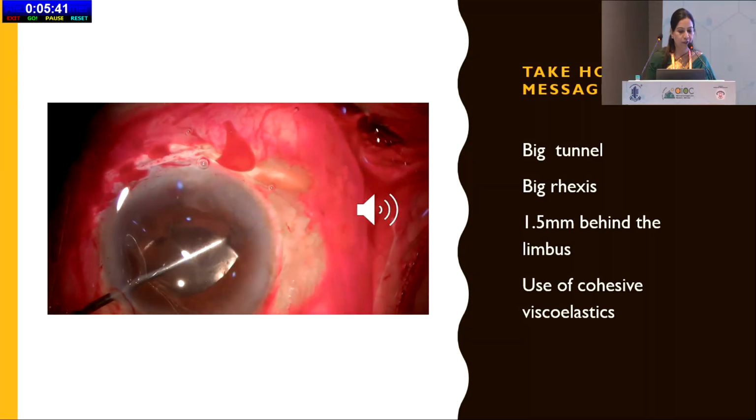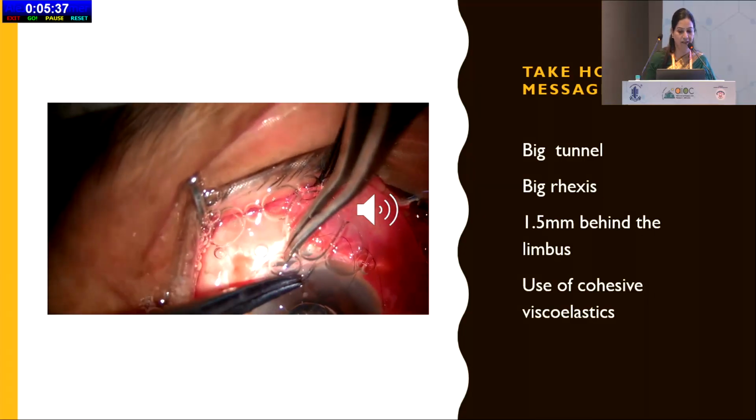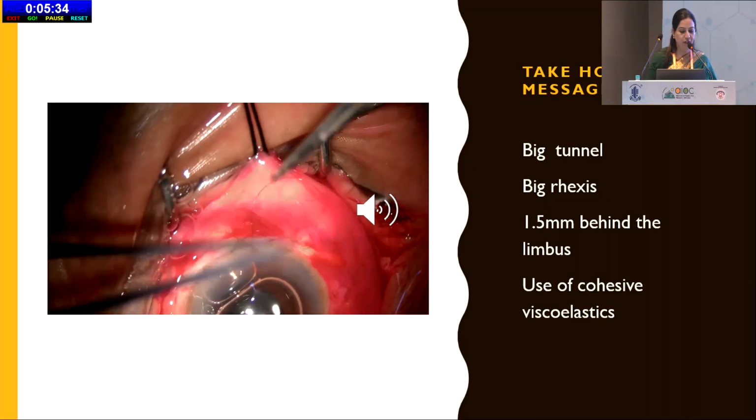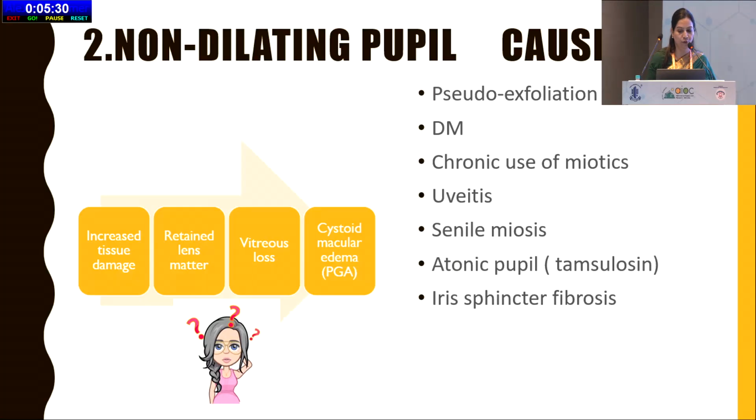So the take home message in hard cataract is big tunnel and big rectus on a small eye. So whenever you are in doubt with the knowledge, don't ever hesitate to do sutures.